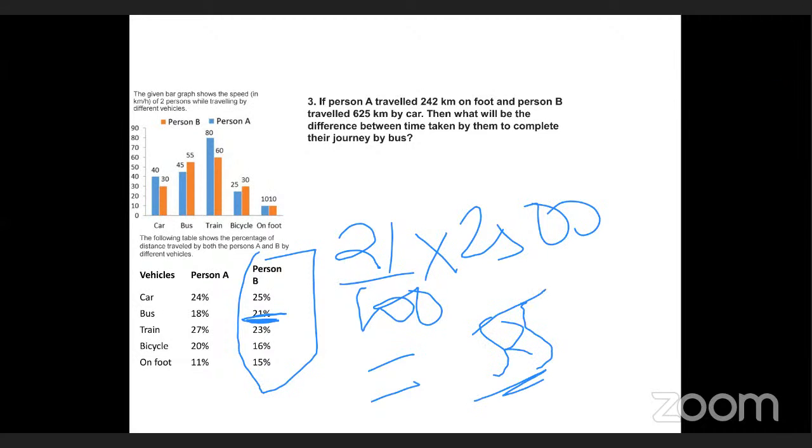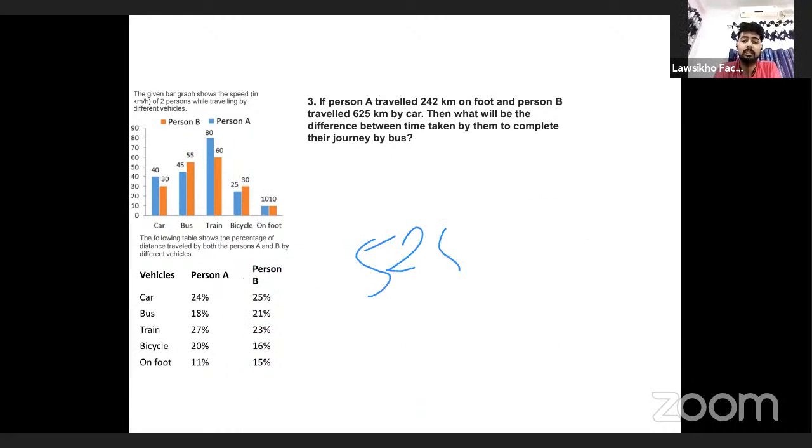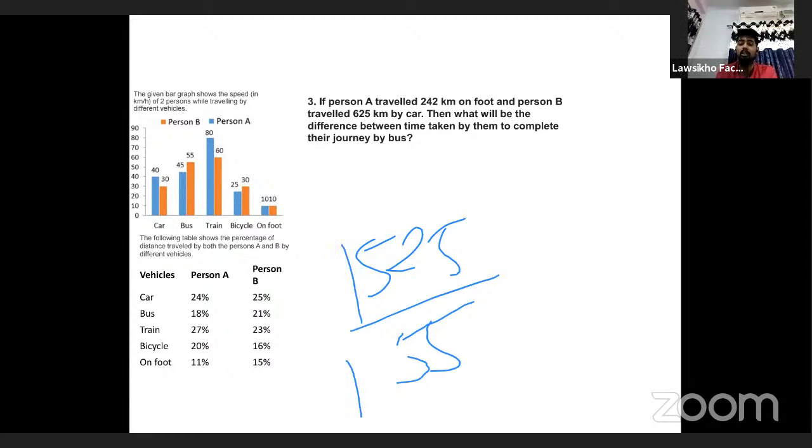All right, 525, and the speed by which person B would be covering this distance is nothing but 55 kilometers. So 525 upon 55 would give us the time, because time is nothing but total distance upon speed, and this is nothing but 9.5 hours.